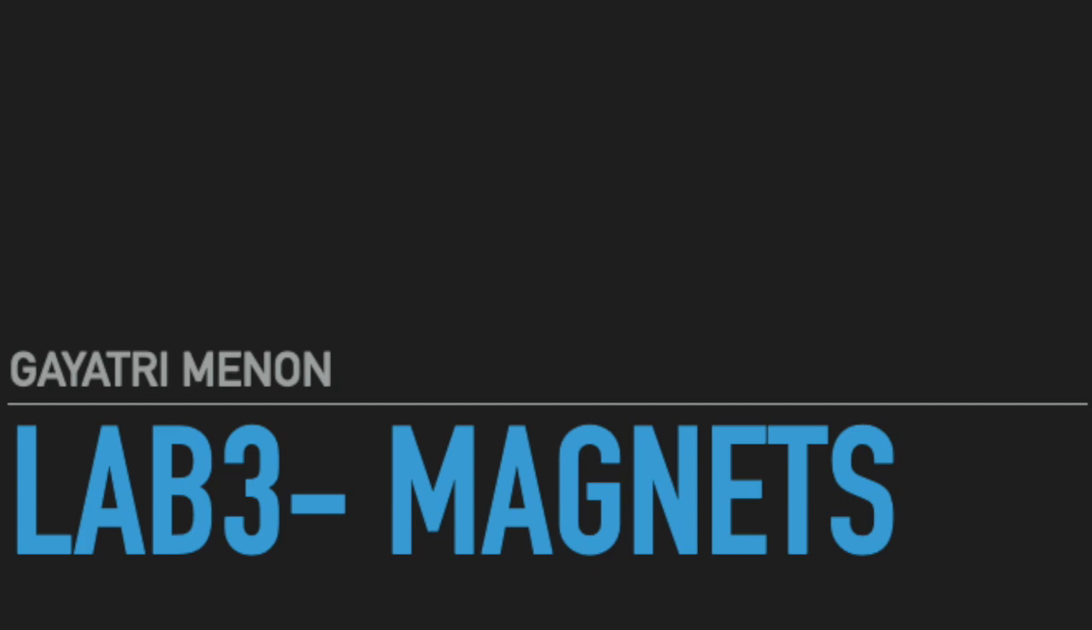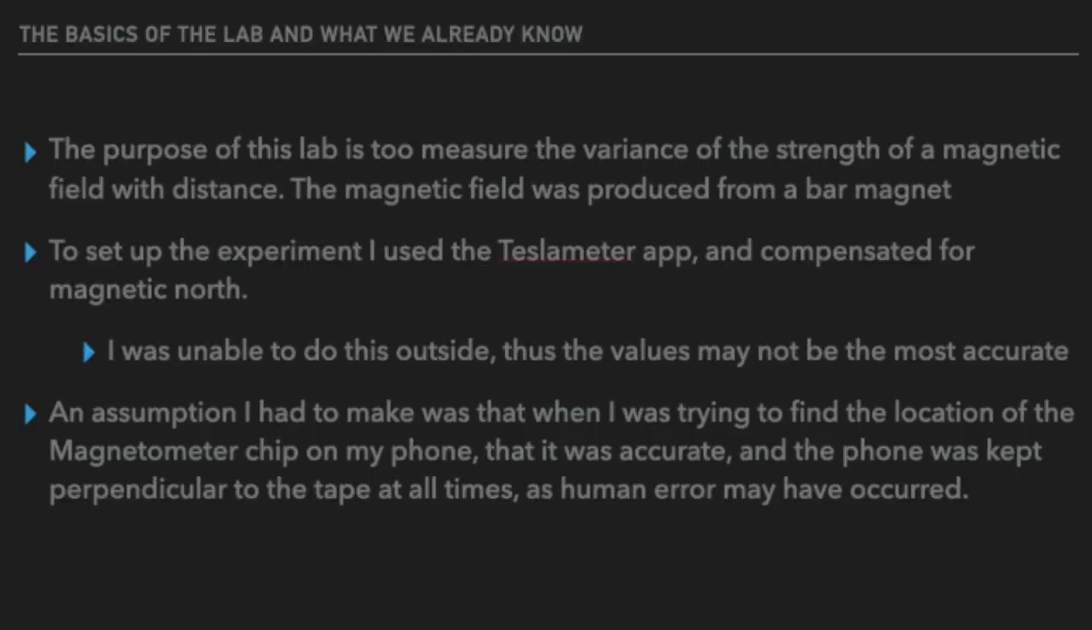Basically, the purpose of this lab was to measure how the strength of the magnetic field varies with distance from the magnet. This magnetic field was produced from a bar magnet. To measure the magnetic field, I used the Tesla meter app and compensated for magnetic north by orienting my phone in the correct direction. I was unable to do this outside, thus my values may vary as there were electronic devices around me that may have influenced the magnetic field overall.